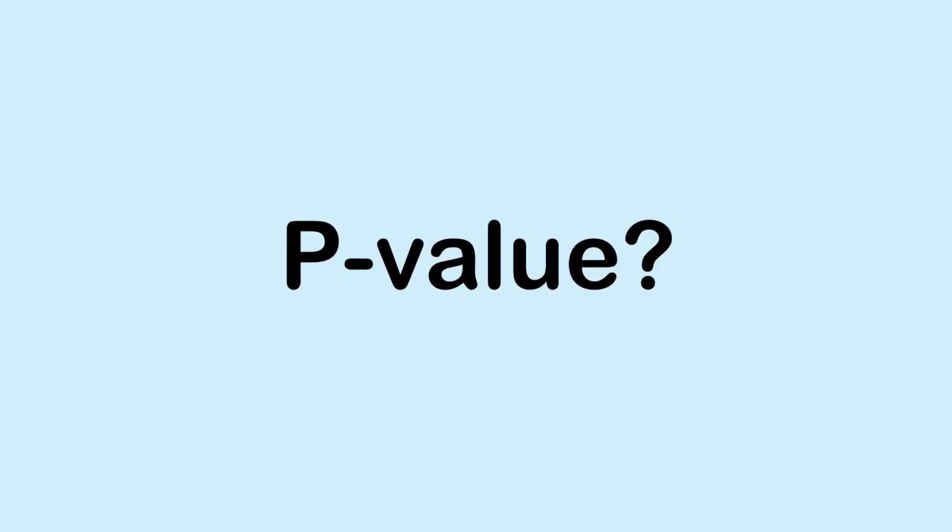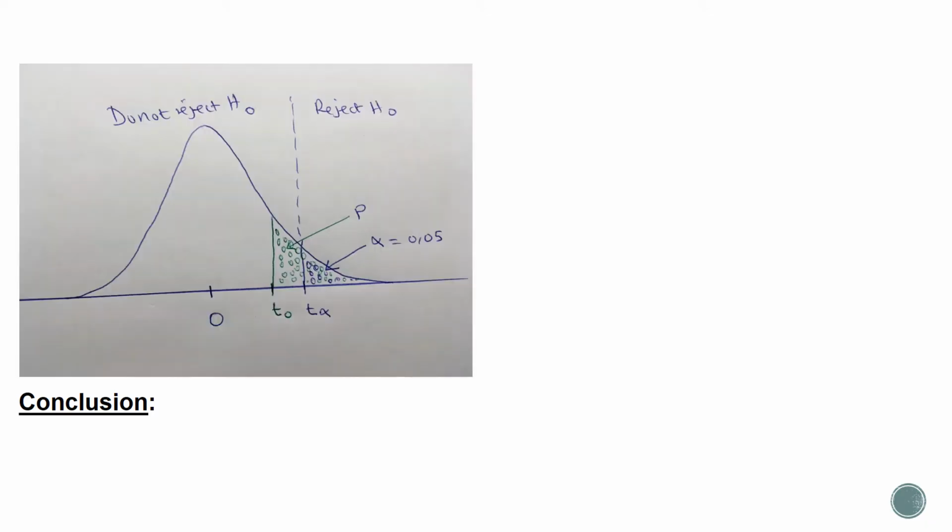Today we're going to look at the concept of p-value in concluding a statistical hypothesis test. So now let's try to see how to conclude a statistical test. Assuming we are to conclude this right-tailed statistical test, how do we conclude? Basically, there are different ways of concluding.